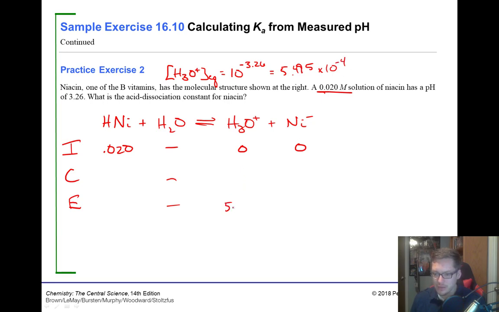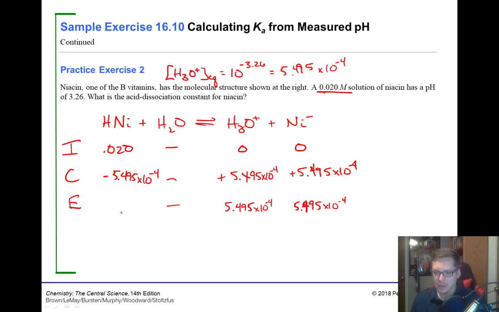So 5.495 times 10 to the minus 4th. So that means this guy also got to that value here, 5.495 times 10 to the minus 4th. That means these guys both went up by that amount, and this guy would have had to go up by that amount as well. Which means this one would have had to go down by that same amount. So we'll subtract 5.495 times 10 to the minus 4th from that guy. So the equilibrium concentration would be our 0.02 minus that value there, and I got 0.0194.